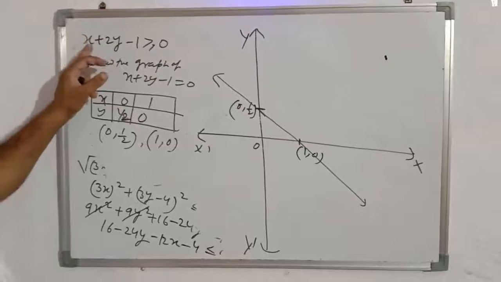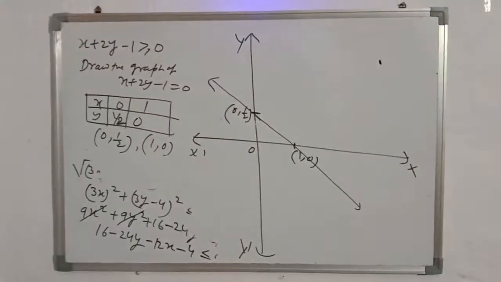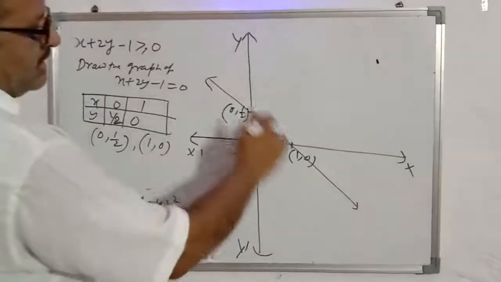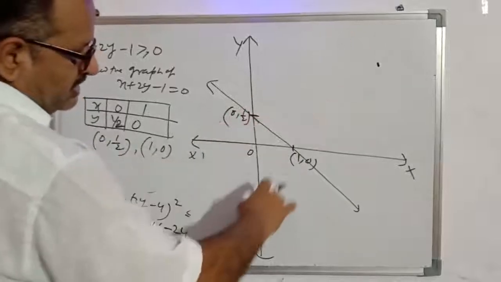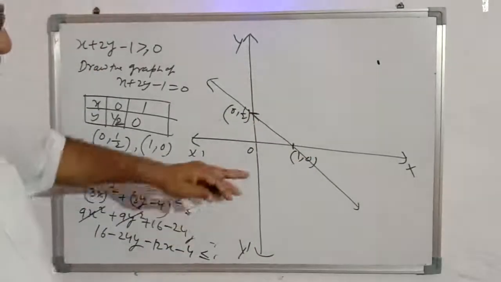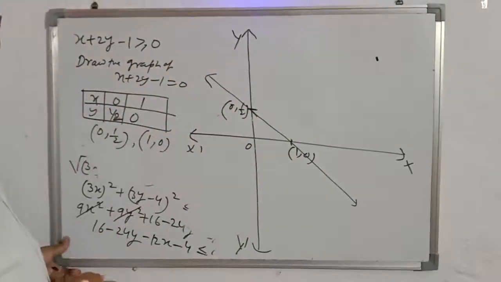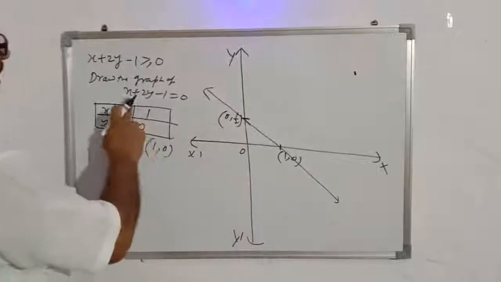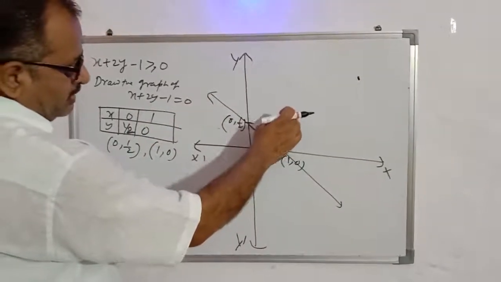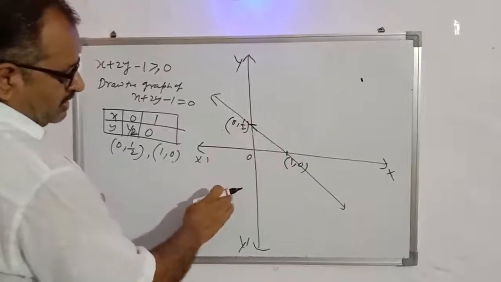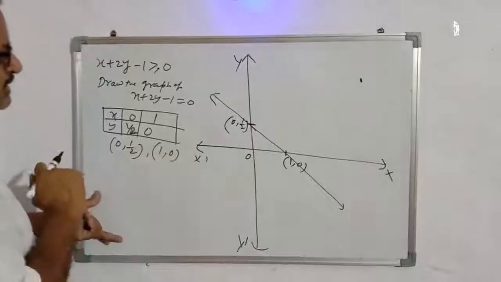So the given inequation is x plus 2y minus 1 greater or equal to 0. This line divides the whole plane into two parts, the lower region and the upper region. So where will the solution be, in the upper region or the lower region? How can we check it? Which region will be our solution?